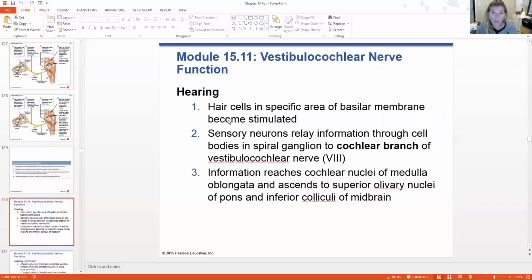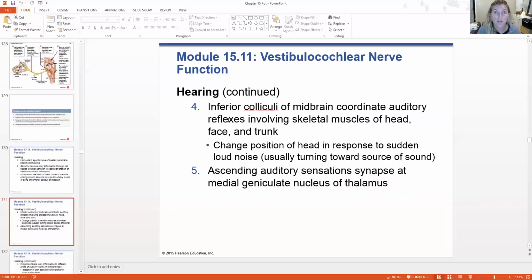And in terms of hearing with the vestibular cochlear nerve, those hair cells in a specific area need to be stimulated. The sensory neurons relay the information through the cochlear branch of cranial nerve 8, and that information reaches the cochlear nuclei of the medulla oblongata, ascends to the superior olivary nuclei within the pons, and the inferior colliculi of the midbrain. And then the inferior colliculi of the midbrain coordinates the auditory reflexes that are involving the skeletal muscles of the head, the face, and the trunk.